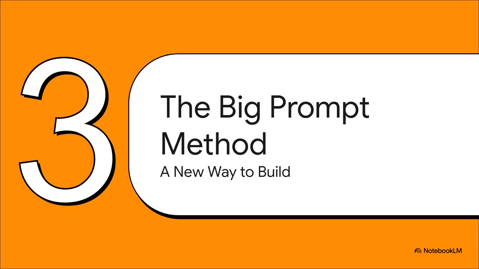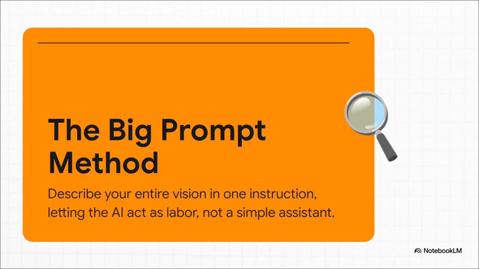Okay, setup is done. Now, let's talk about the secret sauce that makes all of this possible. It's called the big prompt method. And honestly, this one idea is going to completely change how you think about making things with a computer. So what is it? Well, forget asking an AI for little bits of code here and there, like a fancy autocomplete. With this method, you give it the entire blueprint all at once. You provide the grand vision and you let the AI act as the labor force to actually build.